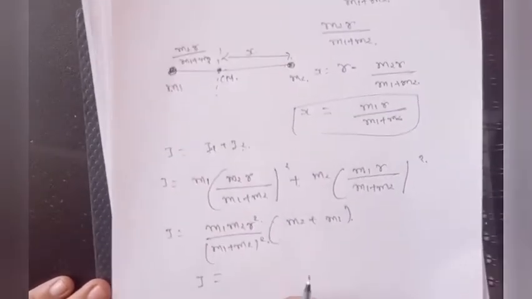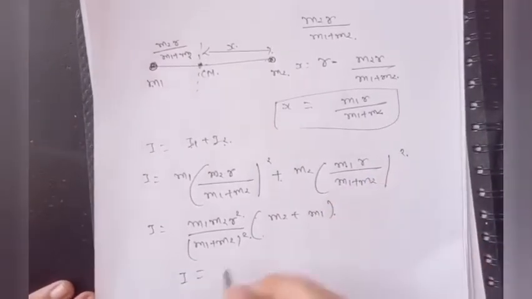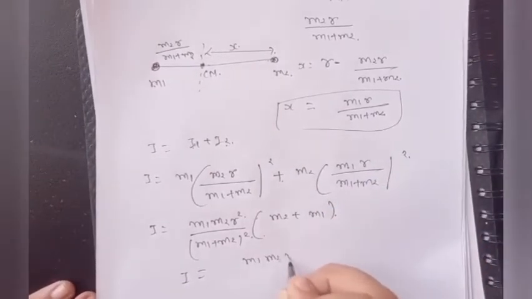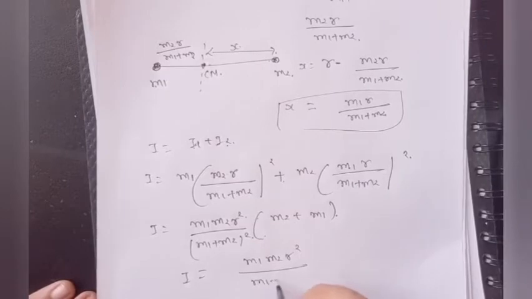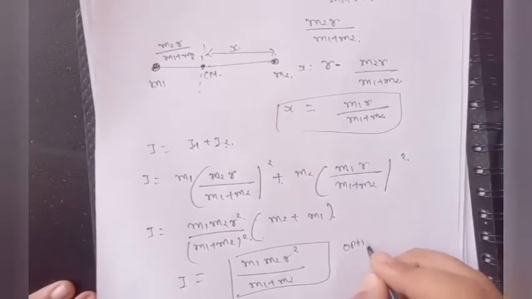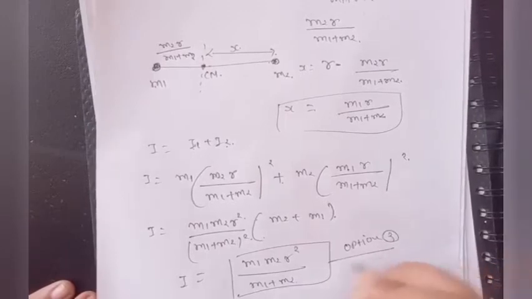So I is equal to m1 m2 r square divided by m1 plus m2. So option 3 is the correct option.